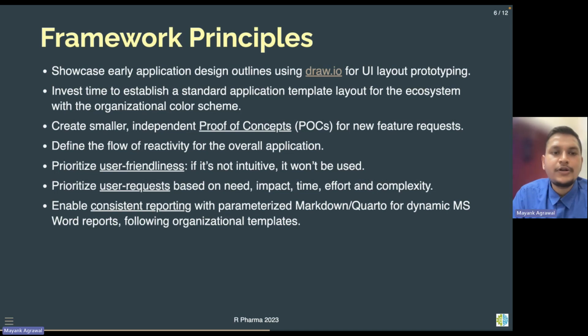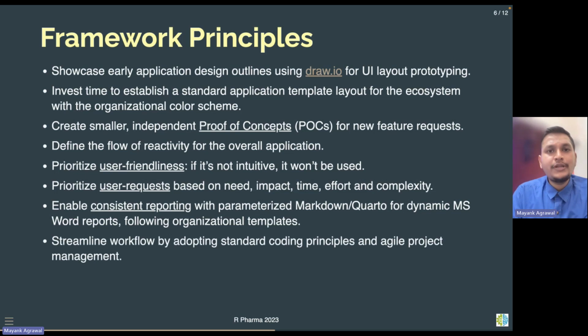In the process, we also realized the need for consistent reporting, which we achieved through parameterized markdown reports, which would then churn out dynamic MS reports following organizational templates for FDA submissions. So these reports would have dynamic contents in terms of the simulation attributes that the analyst would put in and the output results that we will get and the visualizations. But the write-ups for most cases would be same in terms of hypothesis and other bits of the report. So during this entire framework, we were able to streamline our workflow by adopting standard coding principles and agile project management.